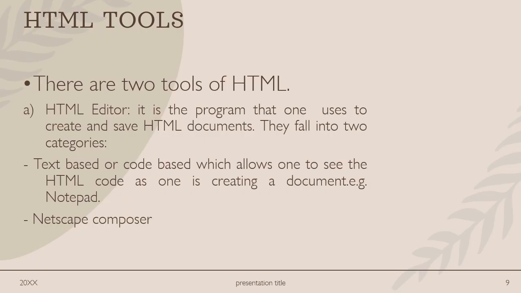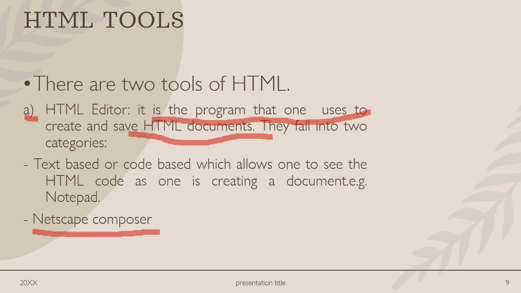Now, HTML tools. There are two tools of HTML. First, as mentioned here, an HTML editor. It is the program that one uses to create and save the HTML document. They fall into two categories: text based or code based, which allow one to see the HTML code as one is creating a document, for example Notepad and Netscape Composer. Let me erase this.